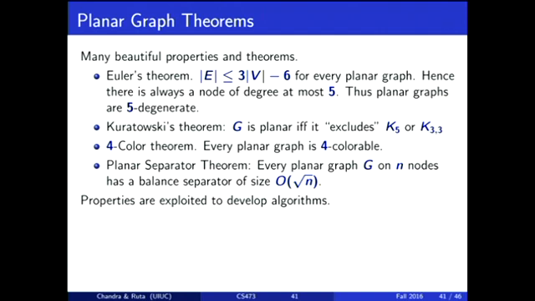Many of you have probably heard about Euler's theorem on how dense planar graphs can be. Planar graphs can't be too dense because the edges will cross. How many edges can you have in a planar graph? Well, Euler's theorem tells us that you cannot have more than 3v minus 6 edges in a planar graph, and this is achievable. So in particular, what does this mean? It means that because the average degree is a little less than 6, there must always be a vertex with degree at most 5. Every planar graph always has a vertex with small degree.